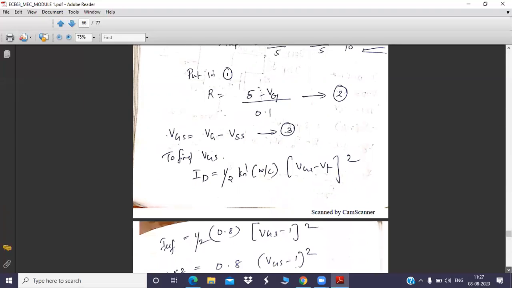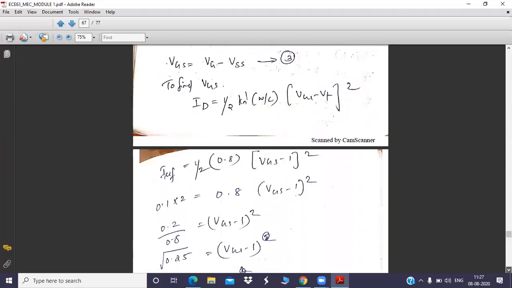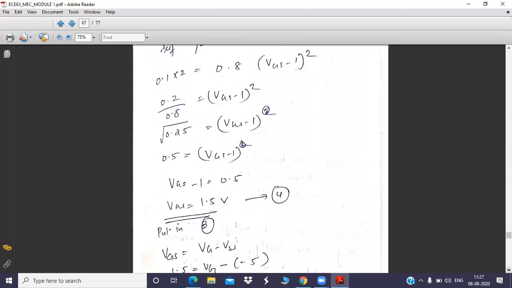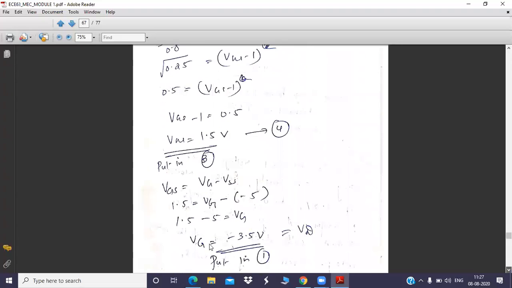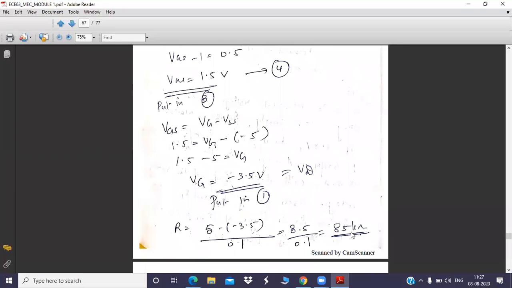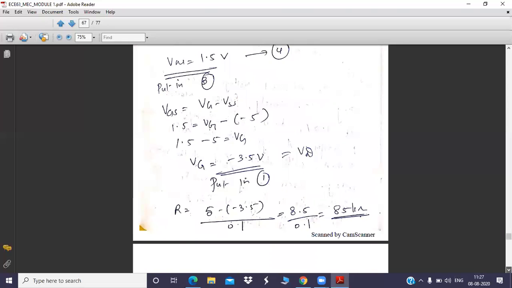So after finding VGS, this is the procedure to find VGS. Once you have VGS, you can find VG. Once you find VG, that is going to be equal to VD. Now you can put it in the R equation and find R. So this is the first part.